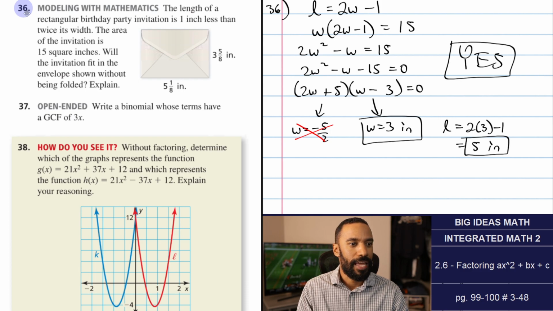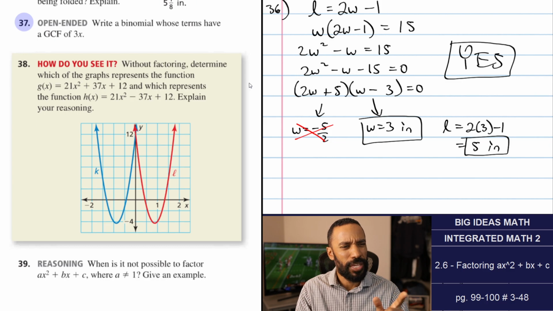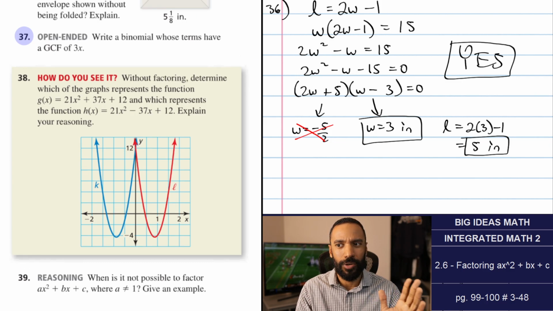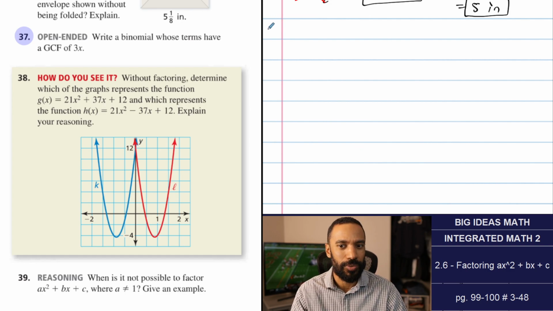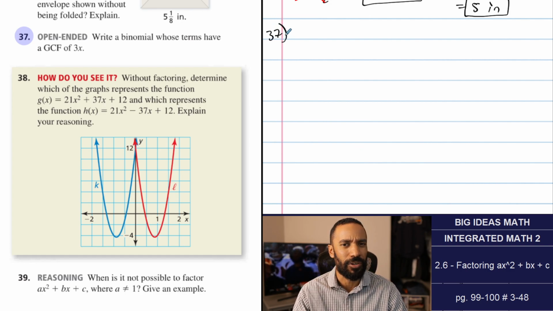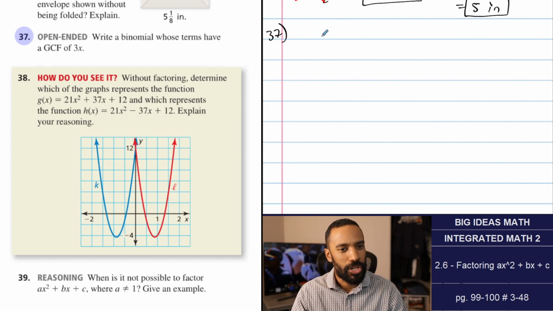Number 37, open-ended. Hey, remember when I said critical thinking or whatever it was? Looks like open-ended questions. This is now open-ended. So I wonder what the difference is between the two. I think it was where they said critical thinking or open-minded. I forget. Write a binomial whose terms have a GCF of 3x.